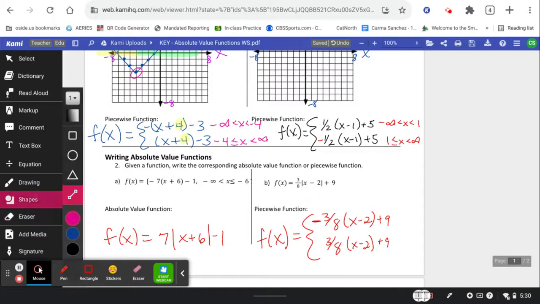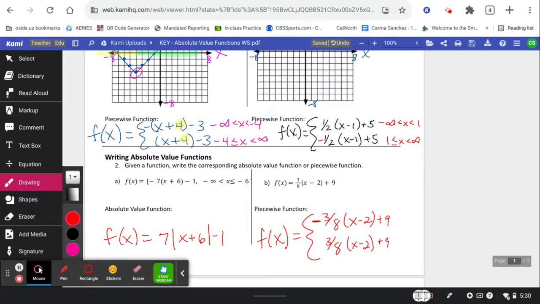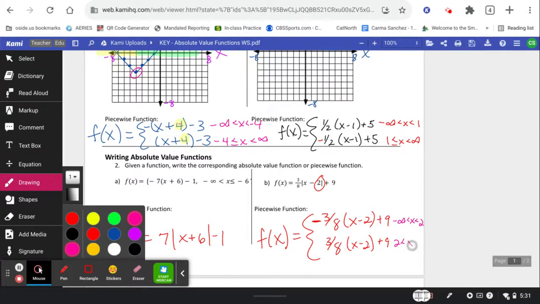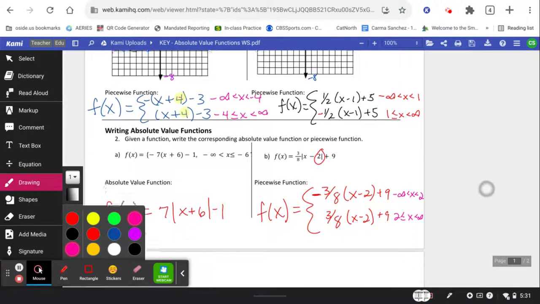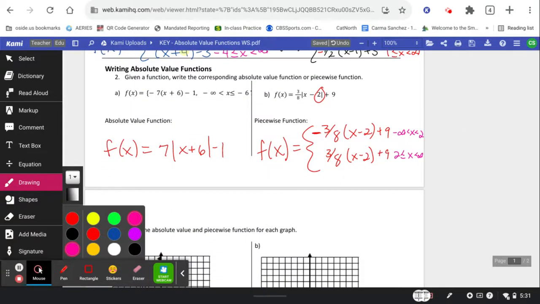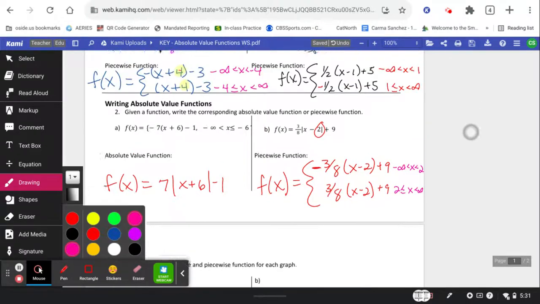All right, let's write the domains. Domains are going to be specifically catered to this 2 right here. So we're going to say from negative infinity up to 2, and from 2 to infinity, include the 2 with the bottom one. Done. How'd you do?